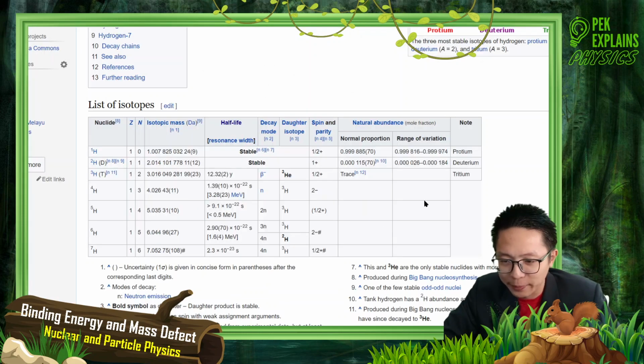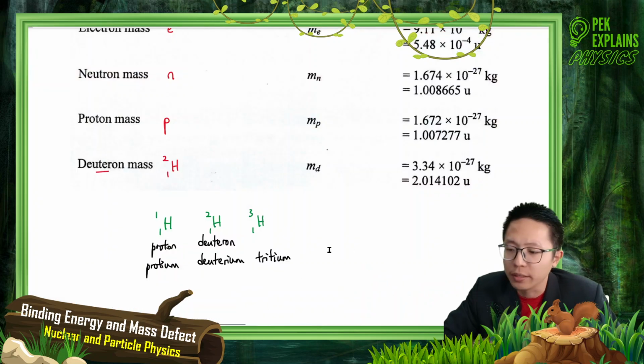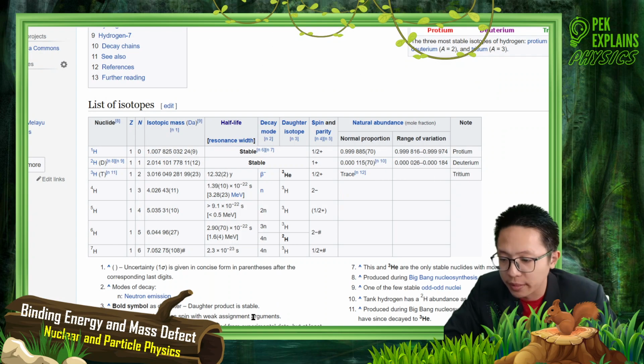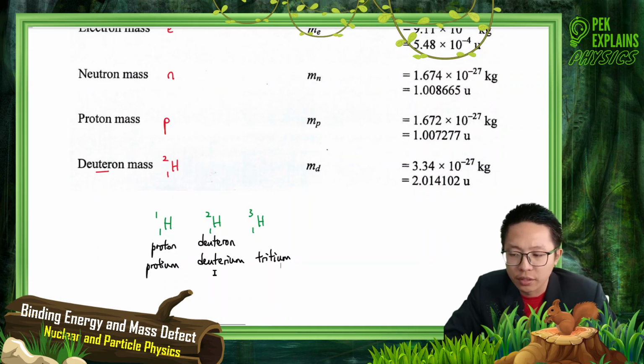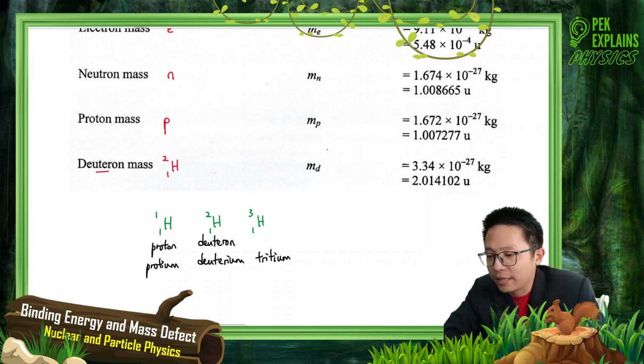So we have proton or protium, and deuteron or deuterium. This deuteron is hydrogen 2. So what is the difference between all these three? We call them isotopes. They are all isotopes.